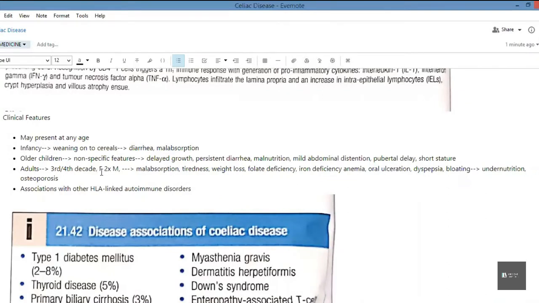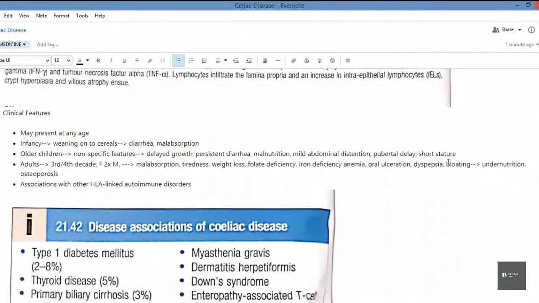It is found 2 times more in females than in males. It may present as malabsorption, tiredness, weight loss, folate deficiency, iron deficiency, anemia, oral ulceration, dyspepsia, bloating, undernutrition, osteoporosis. So these are all the presentations that can occur.